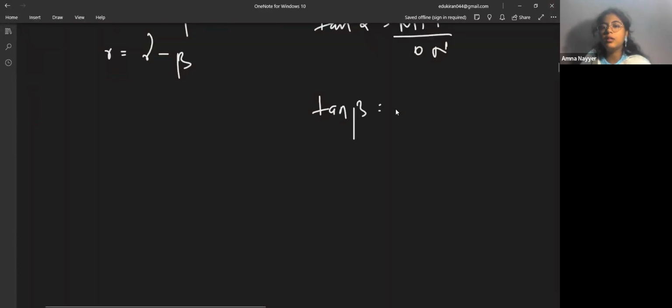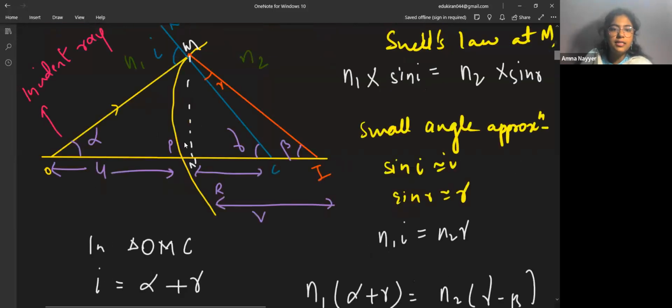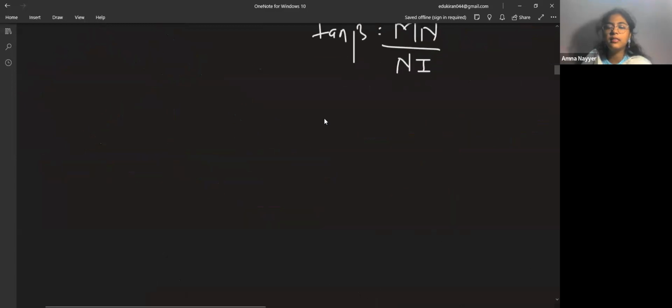Tan beta is equal to MN divided by NI. The last triangle is this one, MNC. What is tan gamma equal to? MN divided by NC, okay? Tan gamma is equal to MN divided by NC.